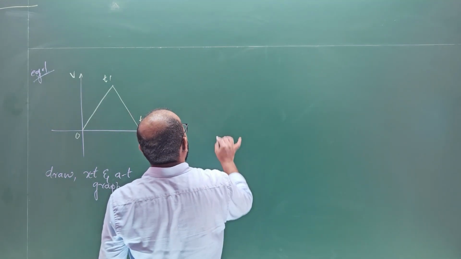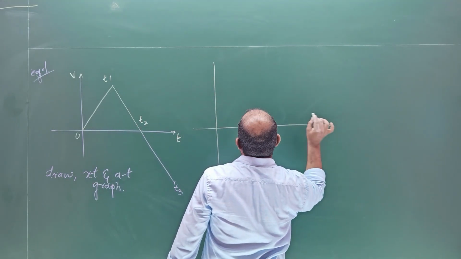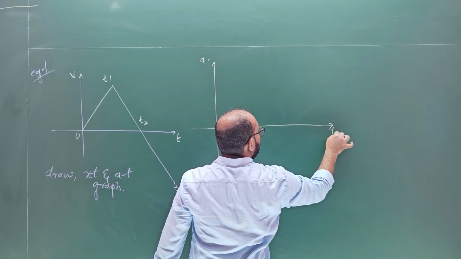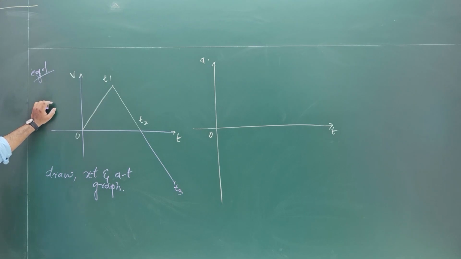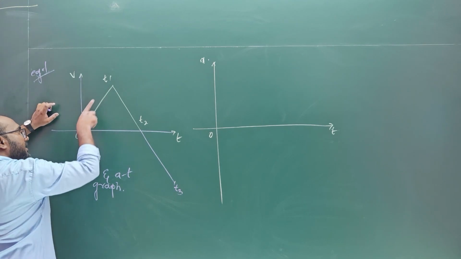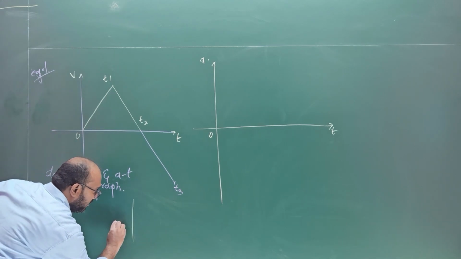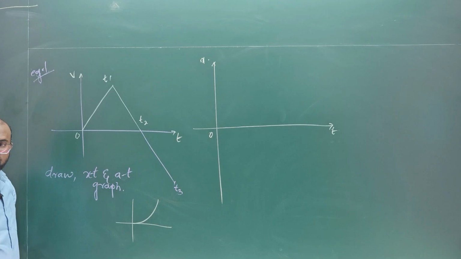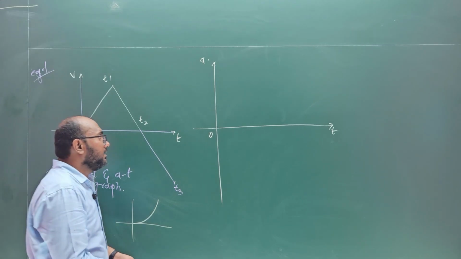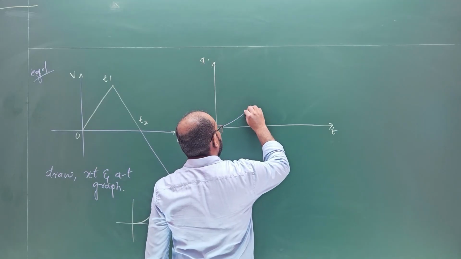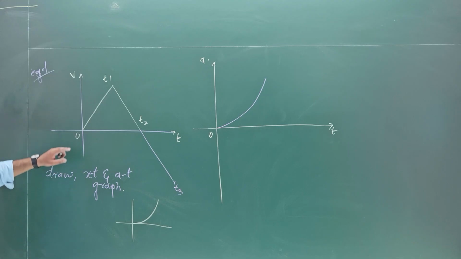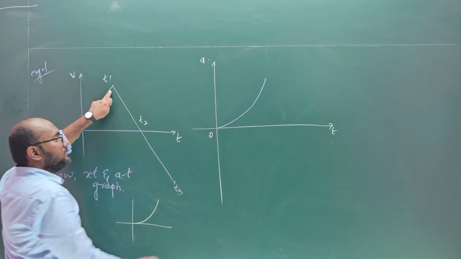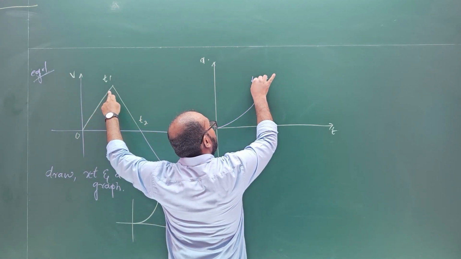Try this. Let me draw the xt. So this is your x, this is your t. Then how to draw that? Whenever you find velocity like a straight line, then I have a graph of xt like this. Yes or no? Okay. Then can I draw like this? Yes or no? So is velocity increasing or decreasing with respect to time? Yes.